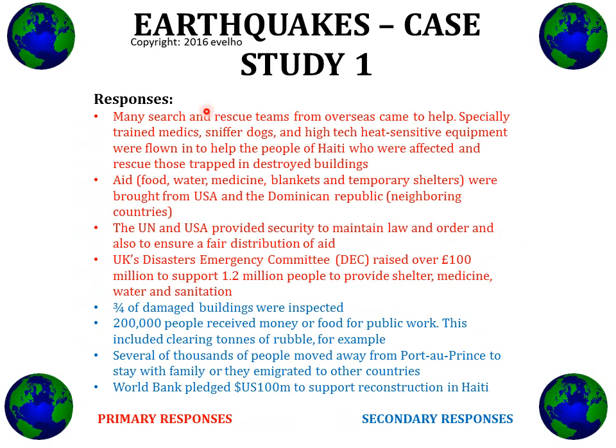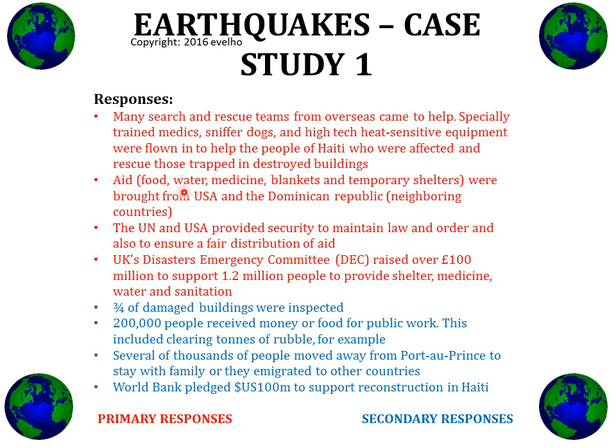So responses for the earthquake, again, stuff in red is primary responses and stuff in blue is secondary responses. So firstly, primary responses. Many search and rescue teams from overseas came to help. Specially trained medics, sniffer dogs, and high-tech heat-sensitive equipment were flown in to help the people of Haiti who were affected by the earthquake and to rescue those trapped in destroyed buildings.